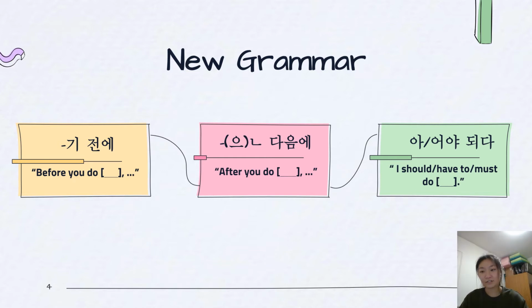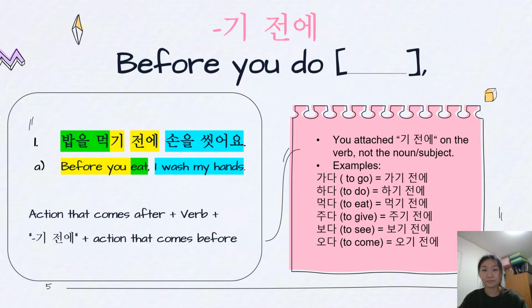Let's learn our first grammar structure. So, how do we say, before you do something, we will do this? We would use 기 전에. Let's look at our example here. 밥을 먹기 전에 손을 씻어요. This means before you eat, I wash my hands. As you see here, the action that comes after actually comes first in the sentence.